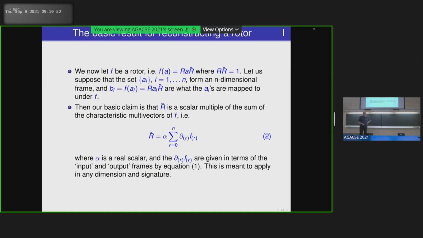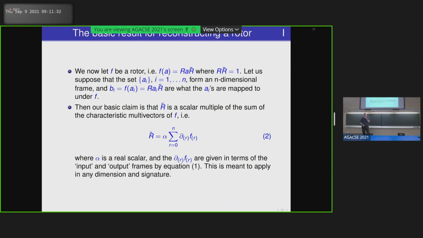And we're going to suppose that the set a sub i, from i equals 1 to n, forms an n-dimensional frame. Sorry, what we're going to start with, I shouldn't have said that, is an orthonormal frame when we're doing the proof, and then I'll generalize it to a general frame. So the input eventually will be a completely general non-orthogonal frame of this form, and the output will always be b i equals f of a i, which is then R a i R reverse. And I'm claiming that will work for any input frame.